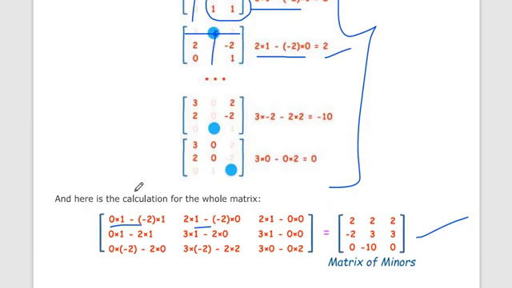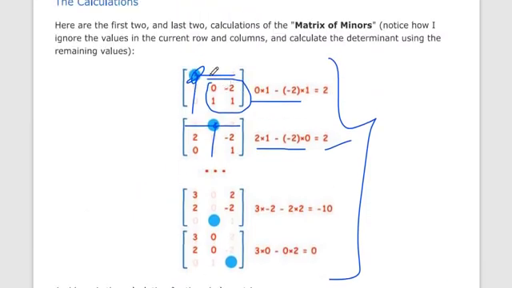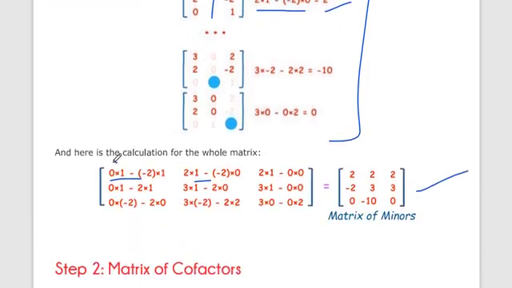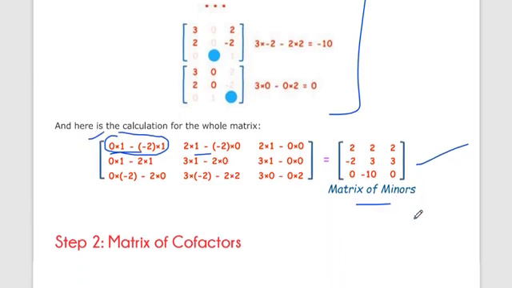Okay, we only have to remove its row and column, and put the determinant of this 2 by 2 matrix in this value. Okay, so we have here the matrix of minors.